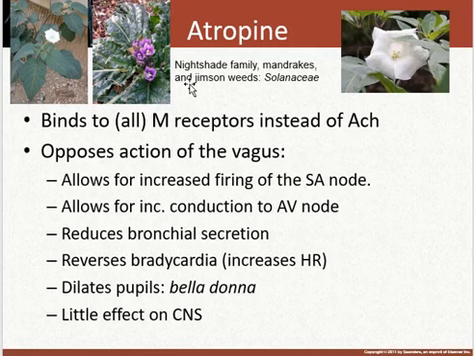Atropine can reverse bradycardia, so it'll increase heart rate. It'll dilate the pupils, and actually that's where the use of this drug in terms of topical administration into the eyes came popular in the Renaissance.